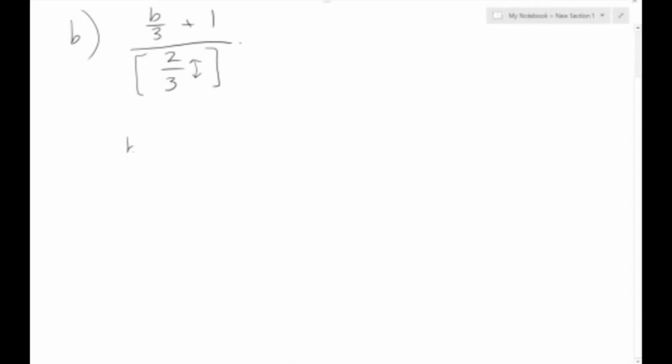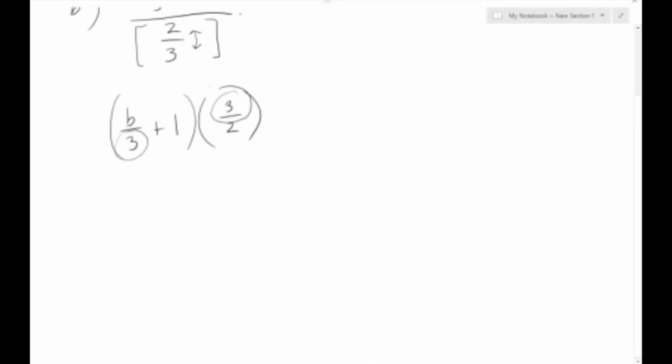So, I take b over 3 and I leave that the same. I really don't touch it. But I'm going to multiply now by 3 over 2. Now what this is going to do is, if you notice, there's a 3 here and there's a 3 here. So I'm going to distribute that in here. So now I'm going to get b plus 3, and I'm going to divide everything by 2. And that's my answer.